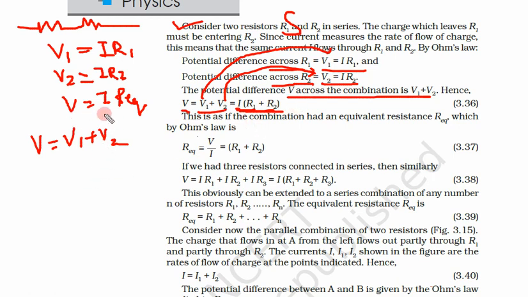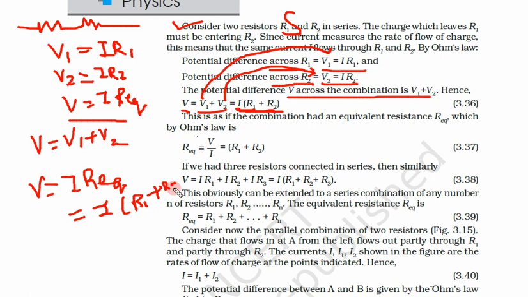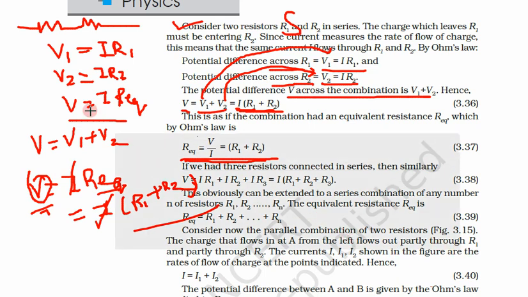Now what is the value of V? V is equal to I R equivalent. So let us put V is equal to I R equivalent is equal to I times R1 plus R2. If we cancel out I from this, then what will happen? R equivalent is simply equal to R1 plus R2. I is cancelled on both sides.